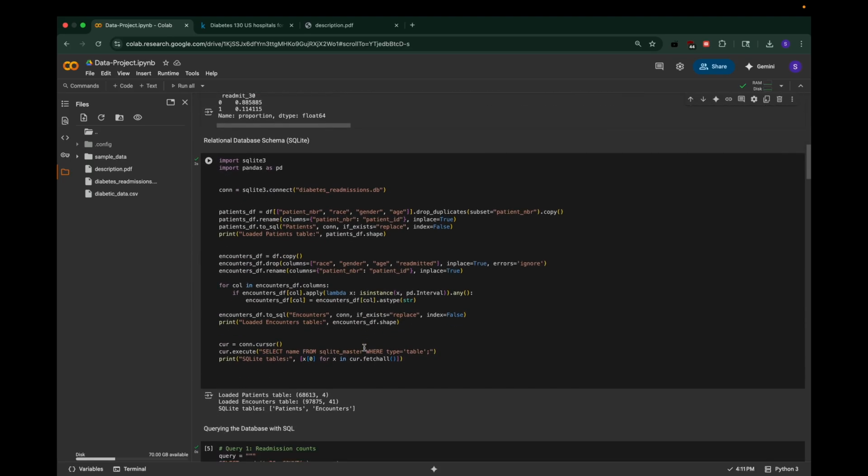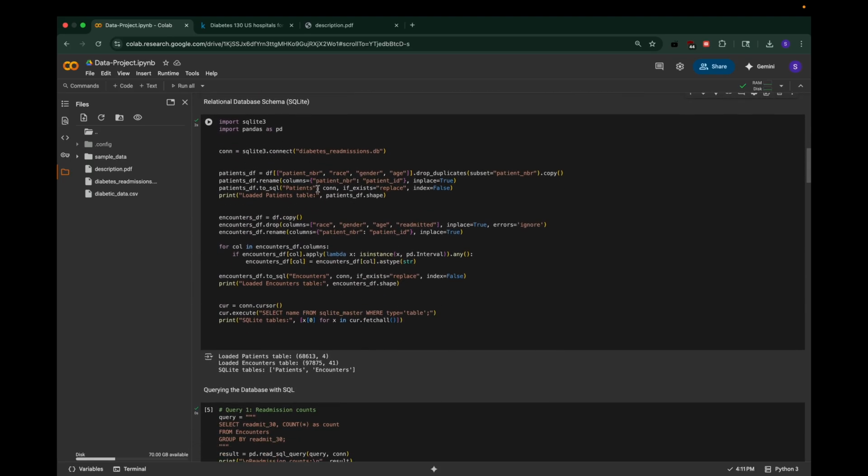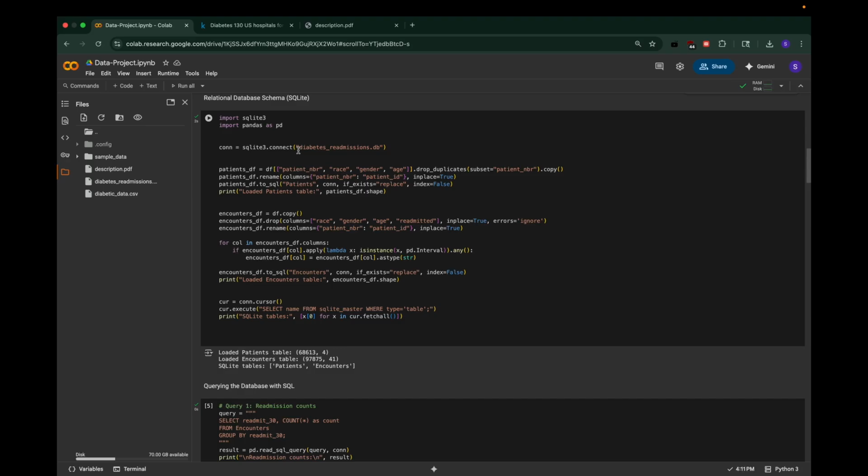Next, we move on to the relational database schema. As part of this project, I stored the clean dataset into a SQL database using SQLite3. I imported sqlite3 and pandas, and made a database called database readmissions. Then I dropped any duplicates, as I'm trying to find out about one patient, so I don't need them again. Then I changed patient_nbr to patient ID to be more consistent, and then I loaded the patients data.